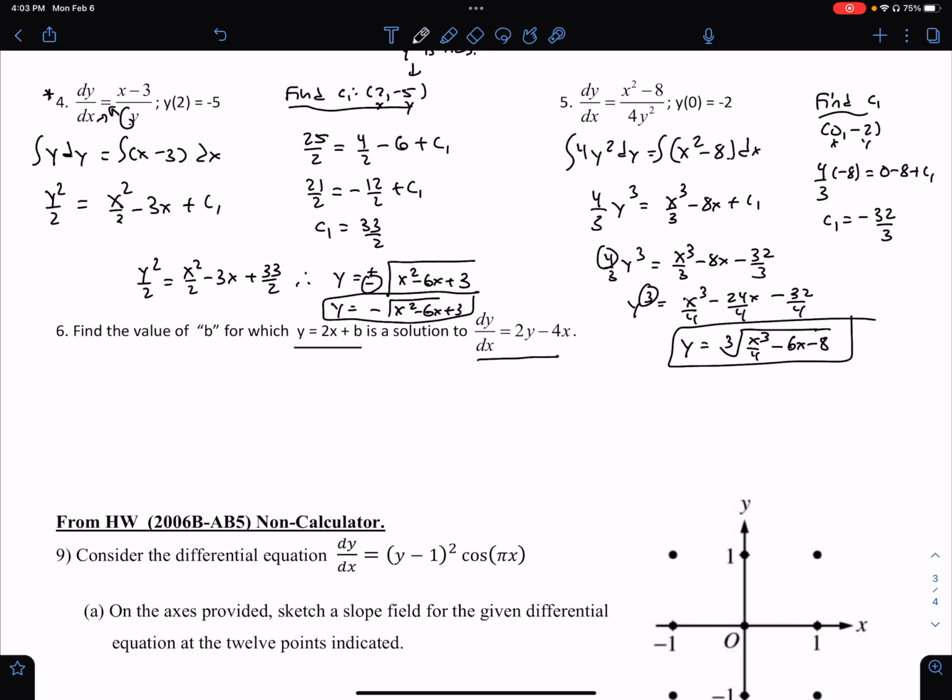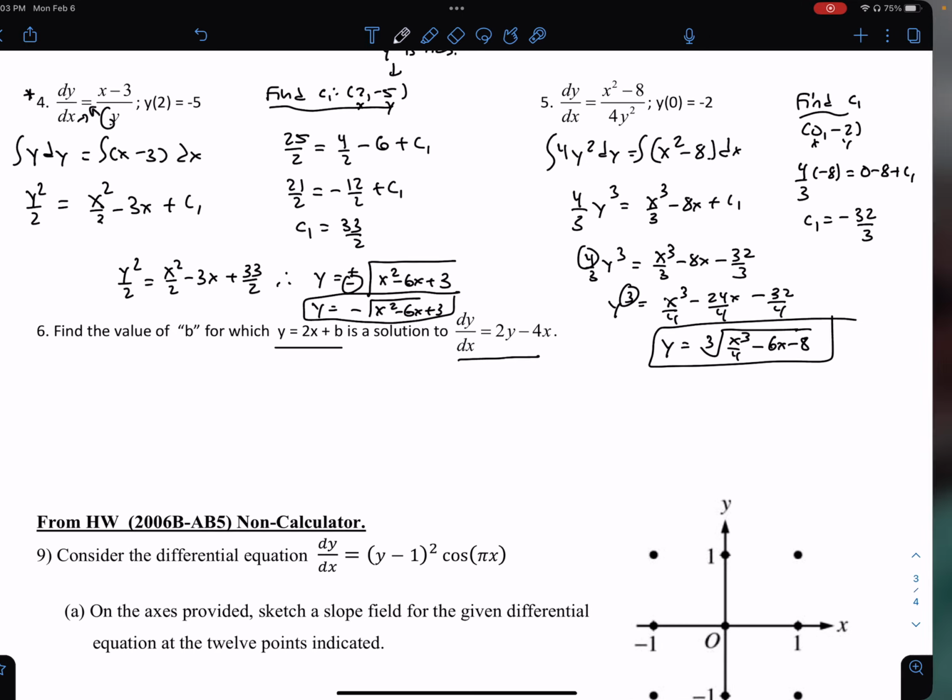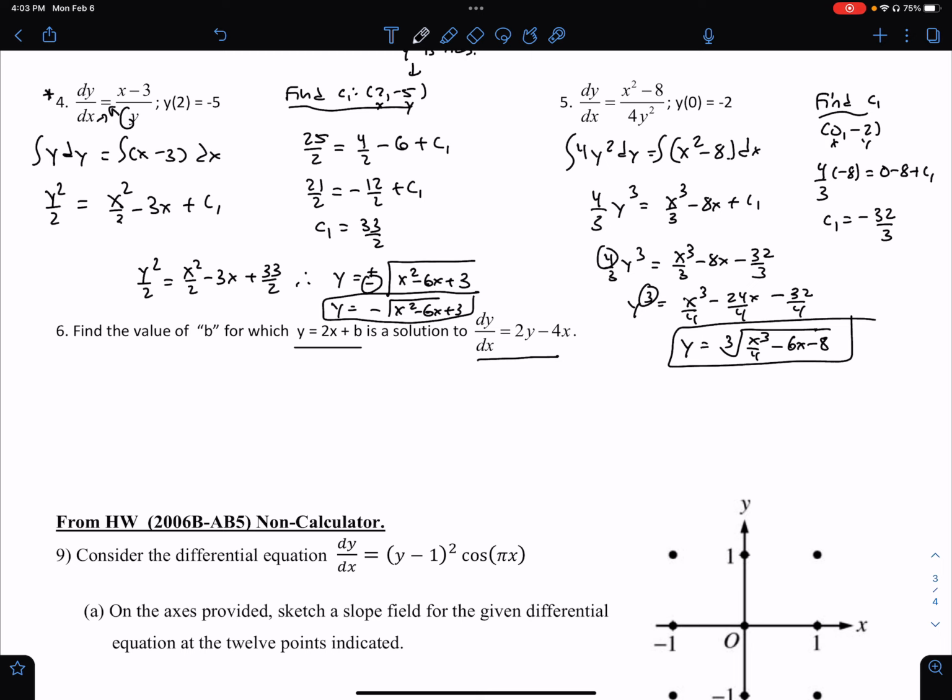So notice we want to make sure that the derivatives are equal to each other. If y equals 2x plus b, I know that the derivative dy/dx has to equal 2. So I can say that 2 equals this 2y minus 4x, like so.